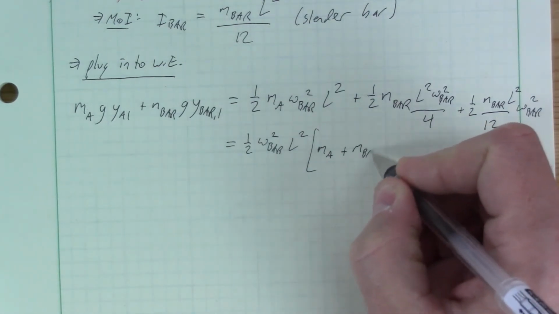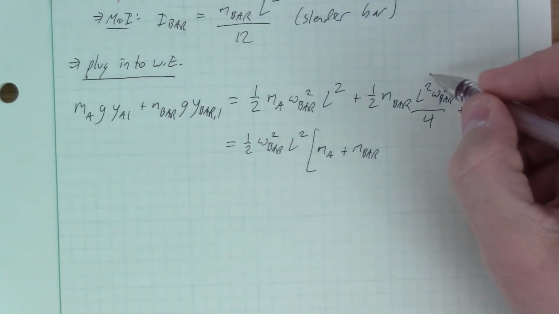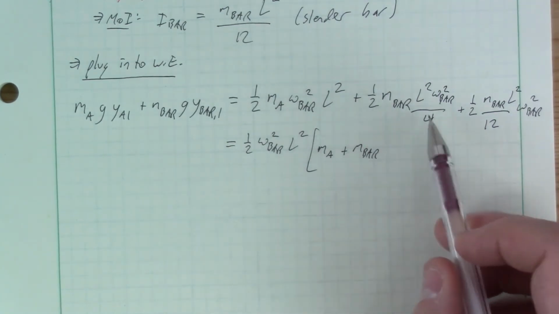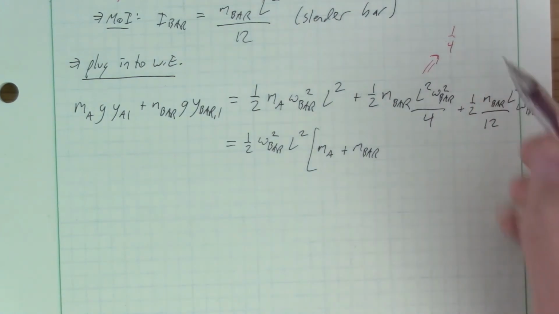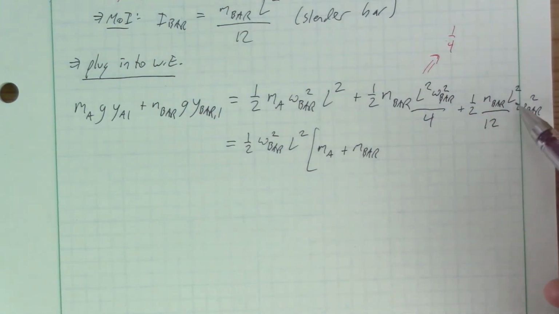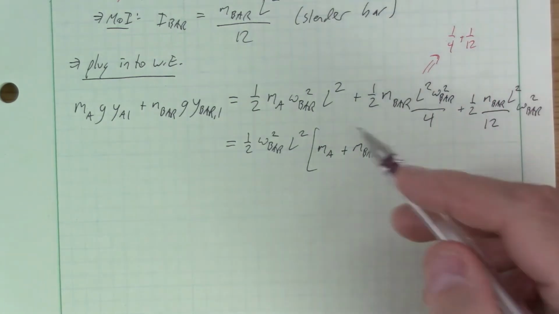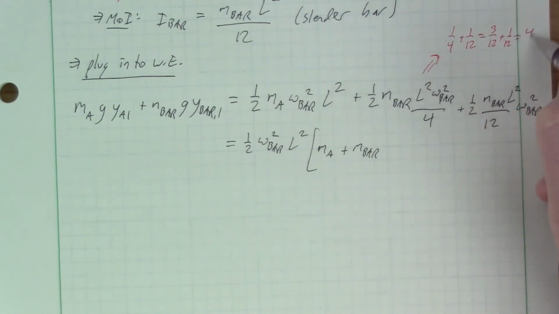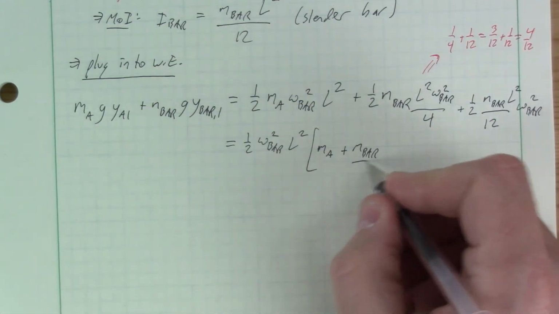of these terms have an m bar in them, but let's do this separately. That means that once we have 1/2 m bar L squared omega bar squared, all that's left over after this term is 1/4. And then all that's left here is a 1/12. Well, the 1/2 is already pulled out. So this is actually 3/12 plus 1/12, 4/12, which is 1/3. So m bar over 3.